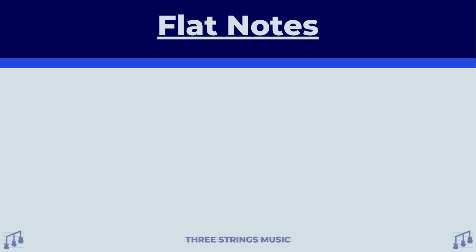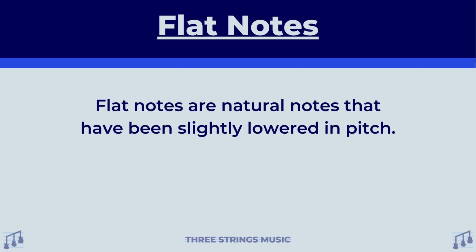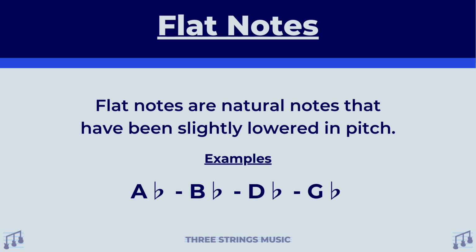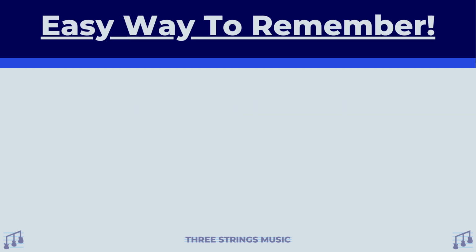So then that brings us to, last but not least, flat notes. What are flat notes? Pretty much the opposite of a sharp note. Flat notes are natural notes that have been slightly lowered in pitch. Examples of this would be A flat, B flat, D flat, and G flat. So if there's a really easy way to remember natural notes as well as sharps, then surely there must be a really easy way to remember flats.